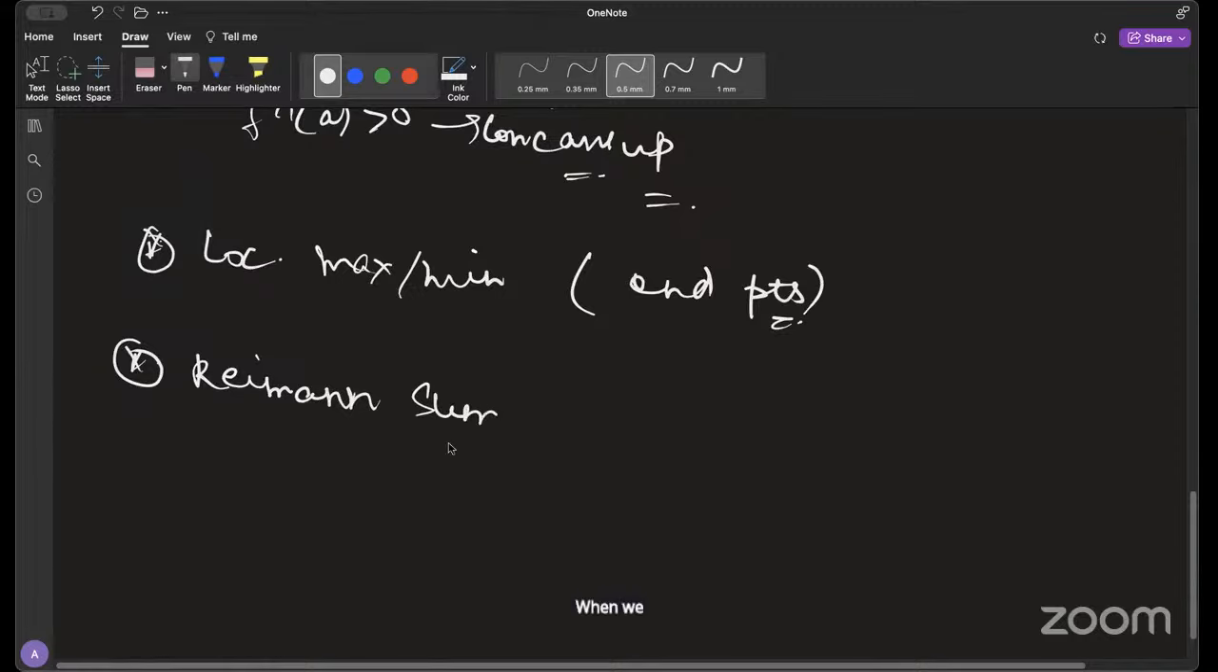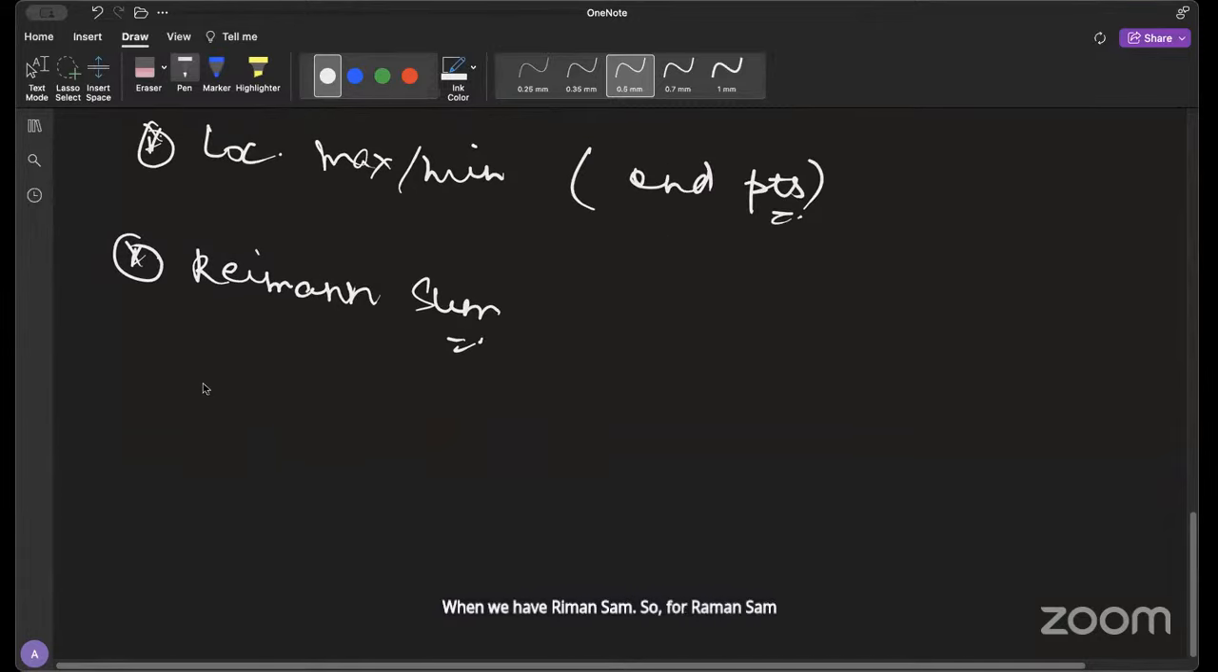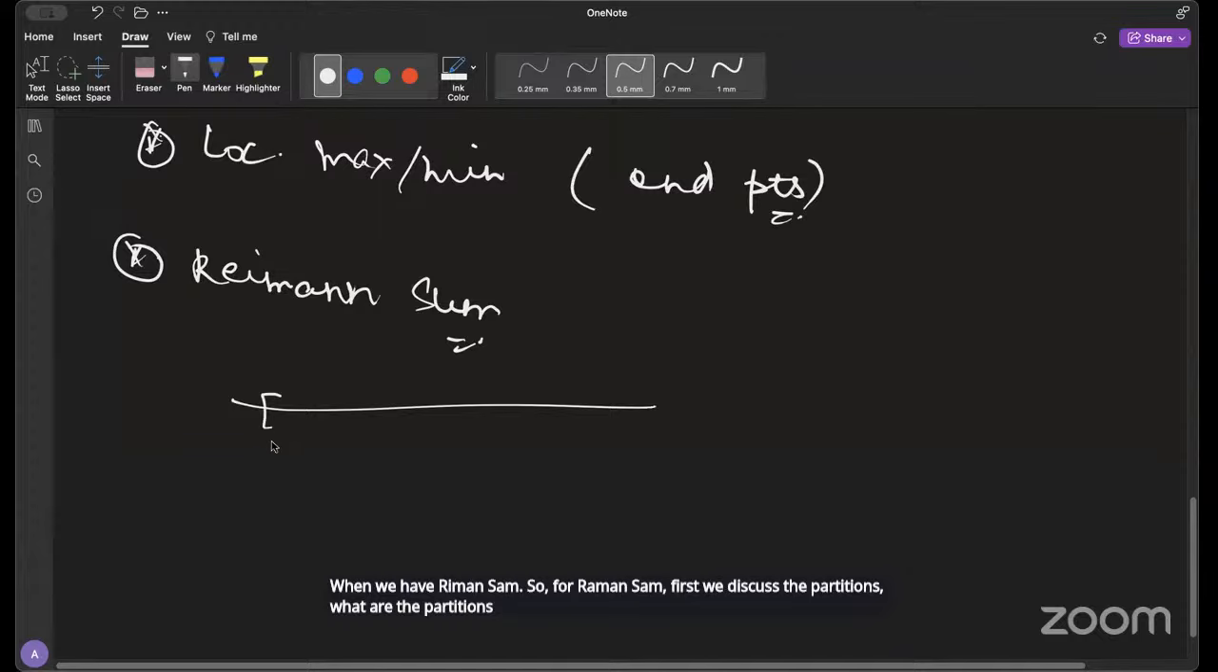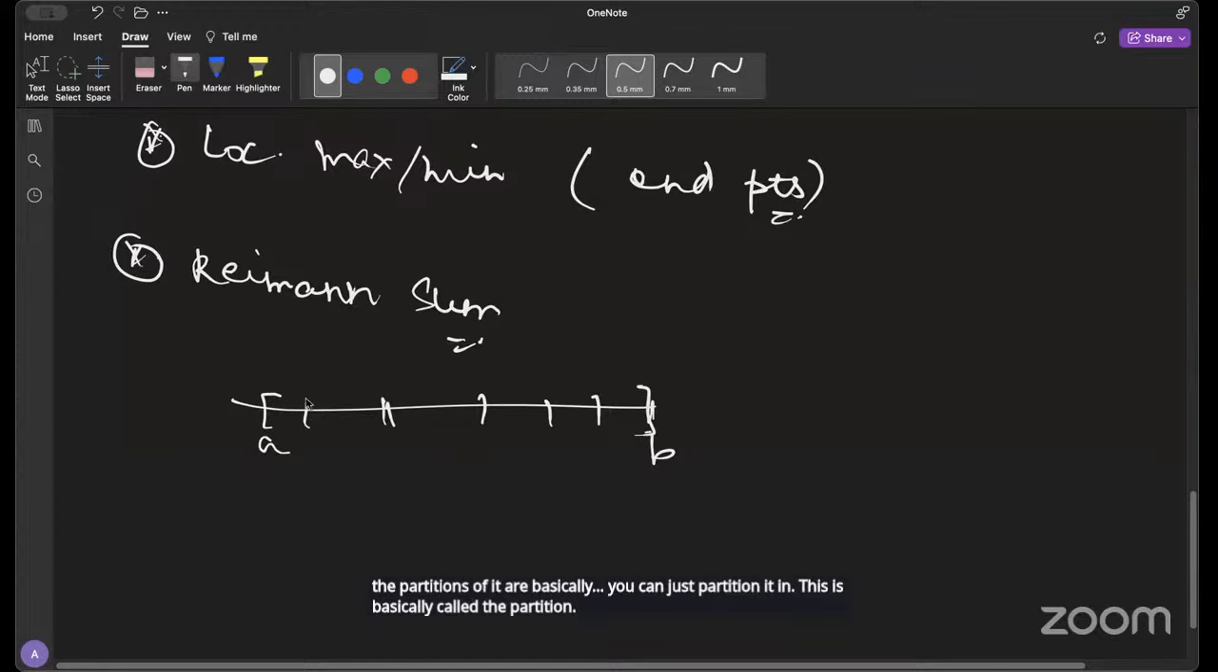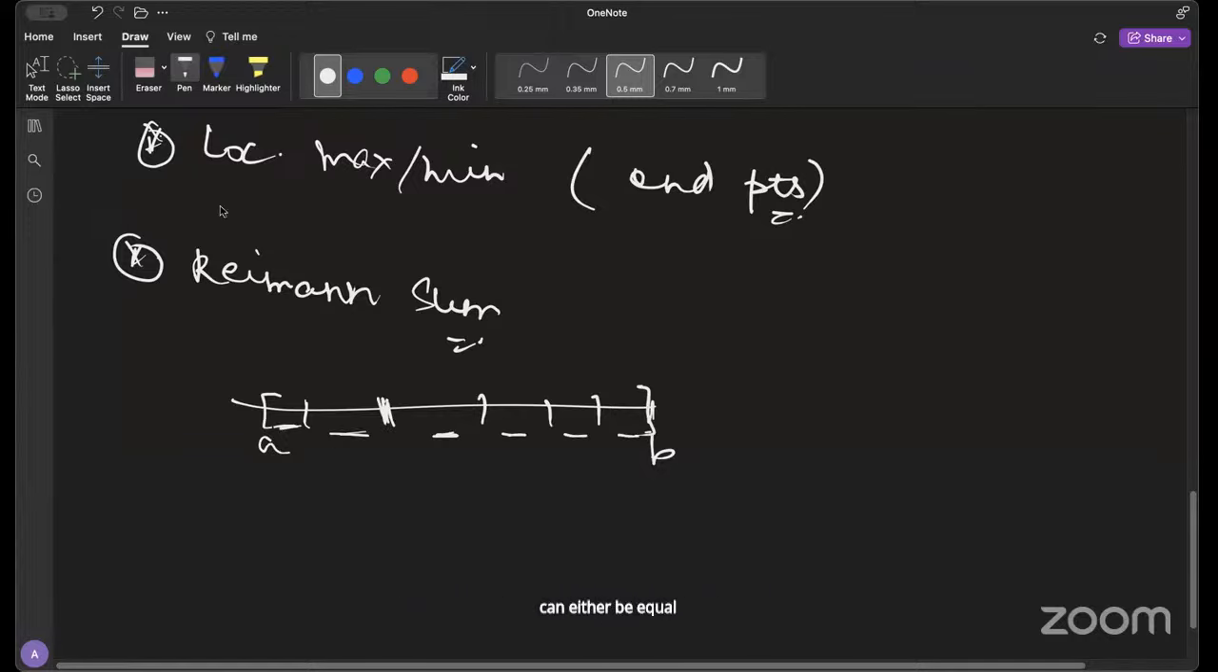Then we have Riemann sum. For Riemann sum, first we discuss the partitions. What are the partitions of a given interval? Let's say you've been given an interval A and B. You just divide it into parts, and that's called the partition. That division could be anything. We don't have a rule for it. The lengths of these intervals can either be equal or distinct. That's called a partition, and generally denoted by x naught and then x.